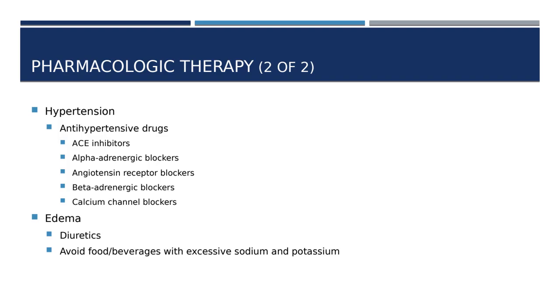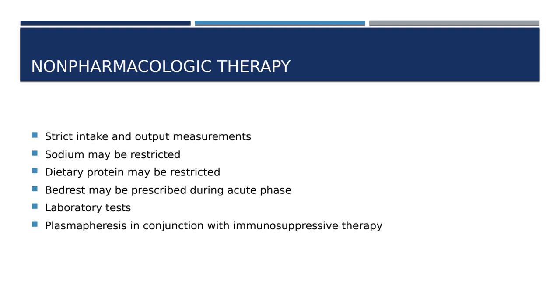And then obviously we're avoiding foods that are high in sodium and potassium. I mentioned strict I&Os. I mentioned we may restrict protein, but we're going to increase our carbohydrates so that we can get the kidneys to stop breaking down protein. You need protein to heal. Amino acids in your body are protein molecules. Bed rest for the acute phase because of the malaise, and the laboratory tests I talked about. The immunosuppressive therapy is going to be used for your chronic care patients with lupus.